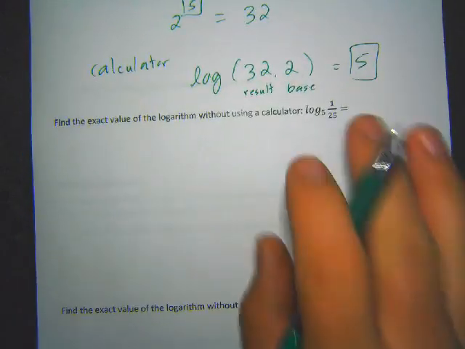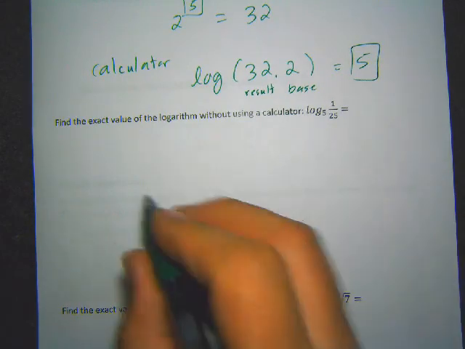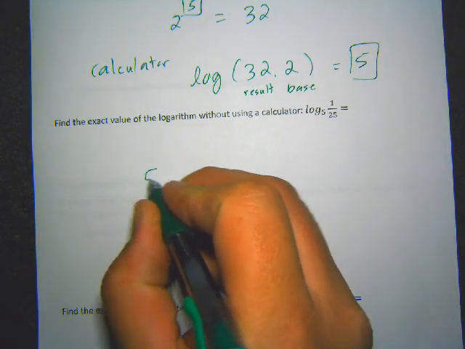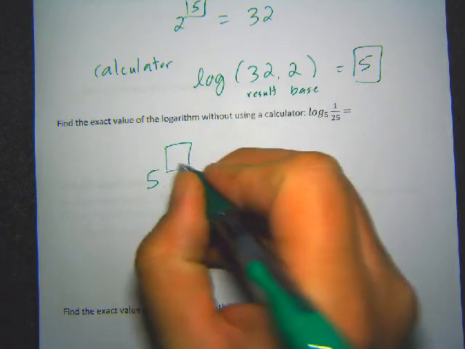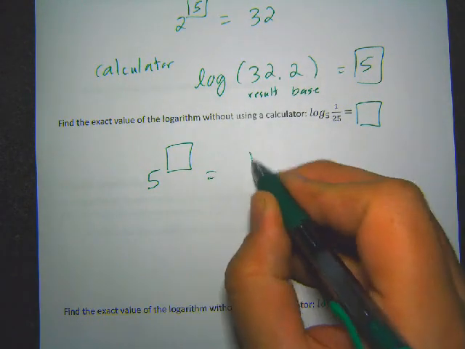Let's try again. This one again. We'll do it without the calculator, and then we'll do it with. We'll do it both ways. So first off, if I'm going to do this without the calculator, I'm thinking about my base. My base is 5. The result of a log is the power, so I'm always looking for the power. And I think I want to get 1 over 25.